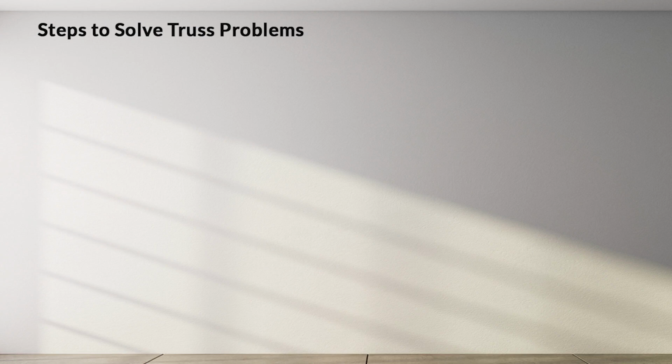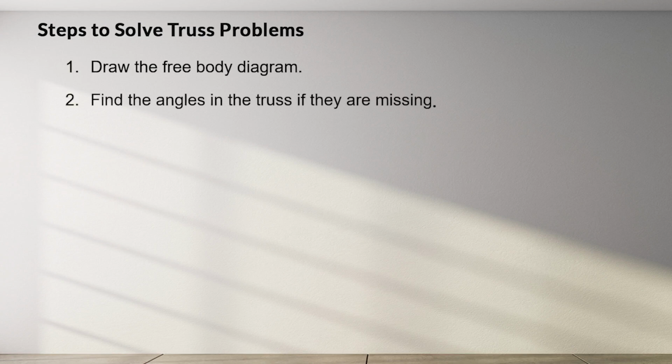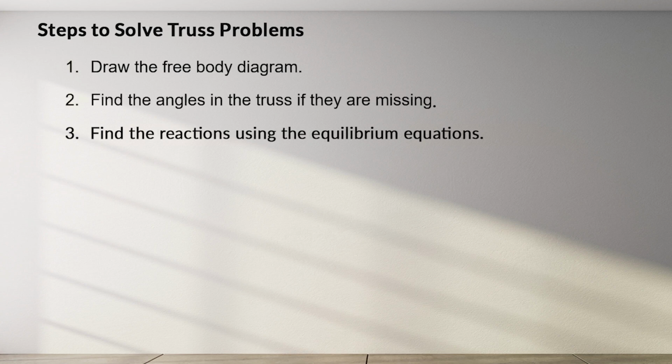If you want to apply the method of joints, always start by drawing the free body diagram for the problem. Then find the angles in the truss if they are missing, and find the reactions using the equilibrium equations. The summation of x forces equals 0, the summation of y forces equals 0, and the summation of moments about any point in the structure equals 0.